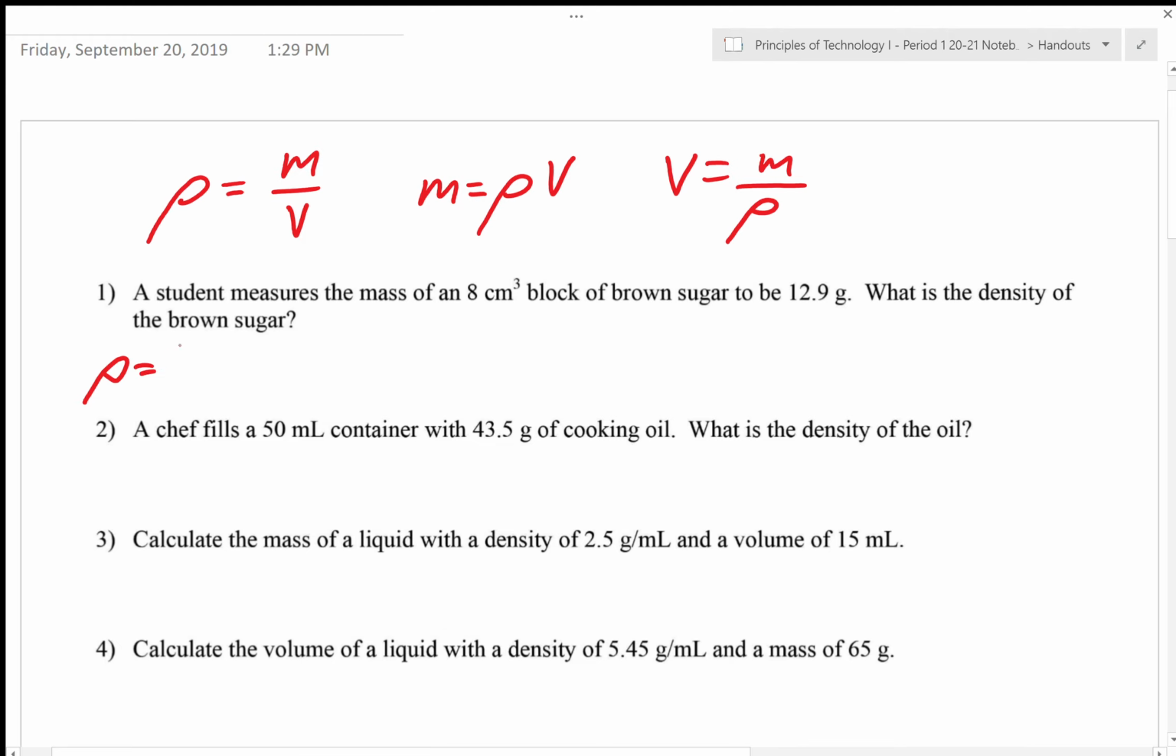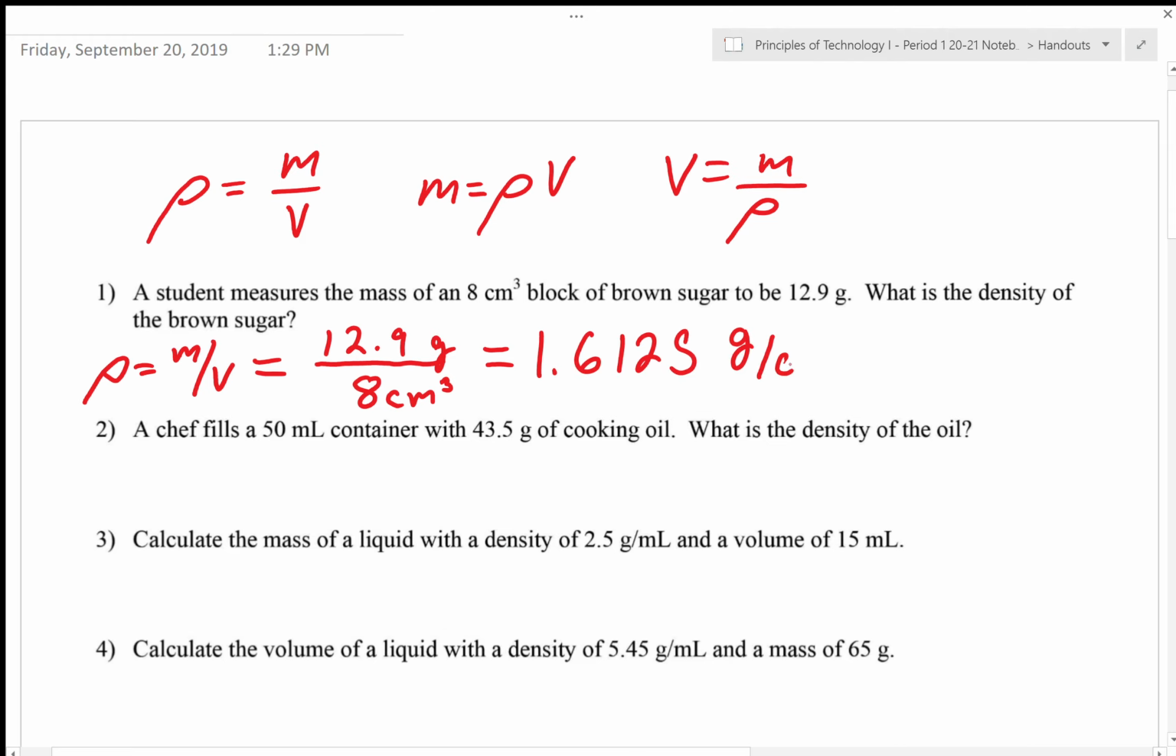Density is equal to mass divided by volume. Our mass is given to be 12.9 grams, so we'll substitute that in for mass. Our volume is 8 cubic centimeters. And when we divide 12.9 by 8, we are going to get 1.6125 grams per cubic centimeter.